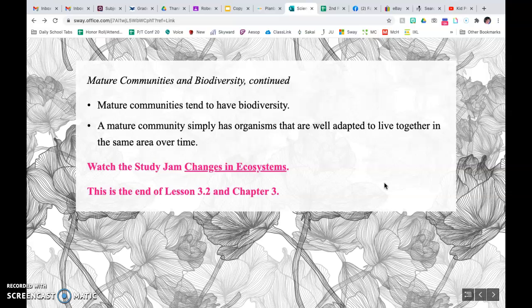As I said earlier, mature communities tend to have a lot of biodiversity. They're very well established. A mature community simply has organisms that are well adapted to live together in a symbiotic relationship in the same area over time.